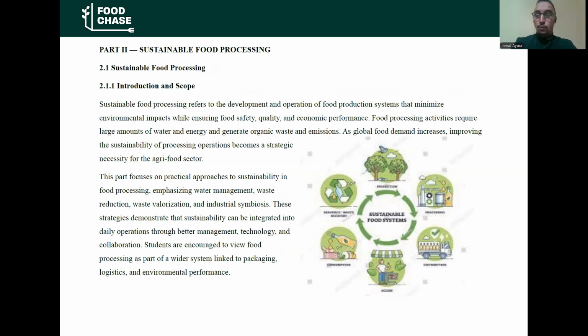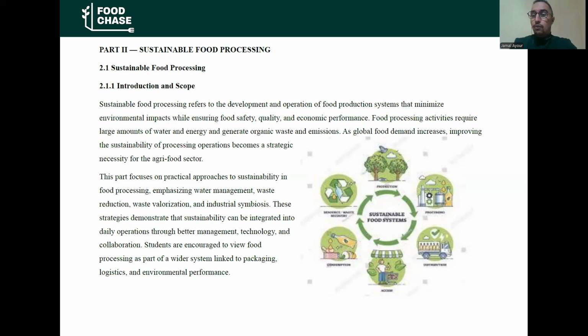We will talk about the application of the processing of the food and the choice of the packaging, of the material of the packaging. This part focuses on a practical approach to sustainable food processing, emphasizing water management, waste reduction, waste valorization, and industry symbiosis. This strategy demonstrates that sustainability can be integrated in daily operations through better management, technology, and collaboration.